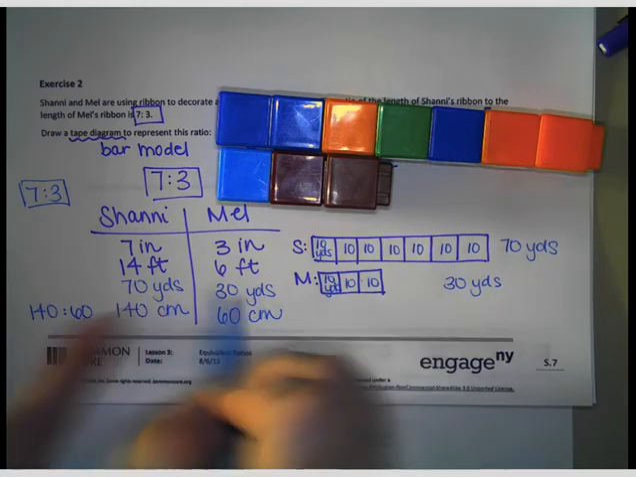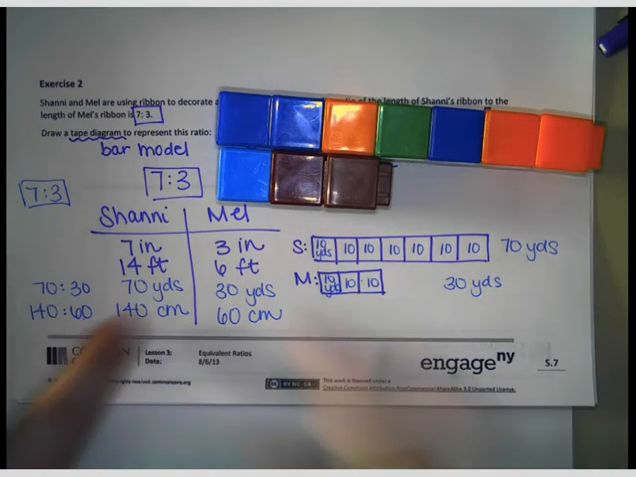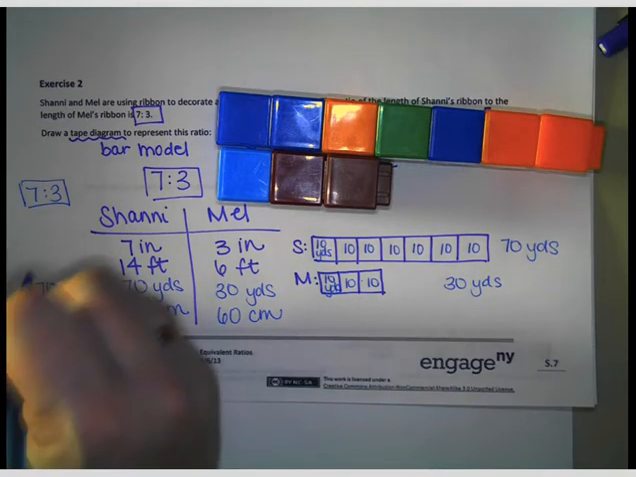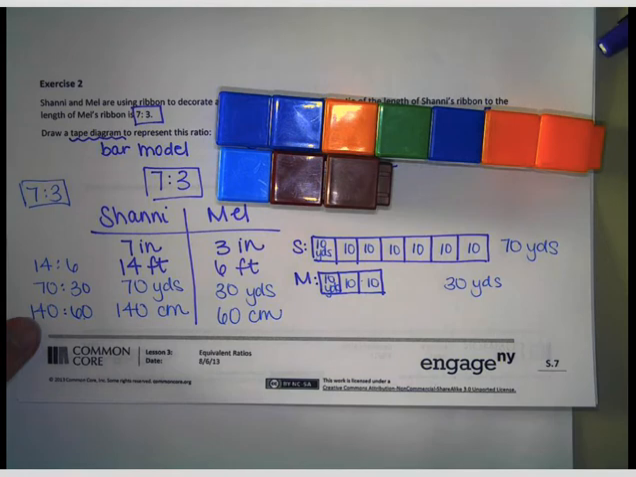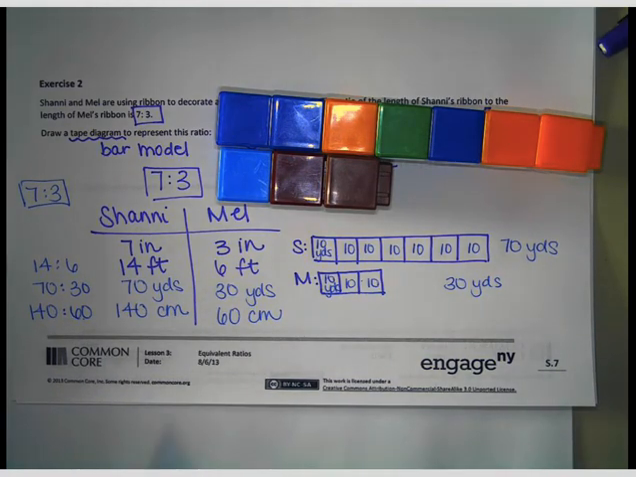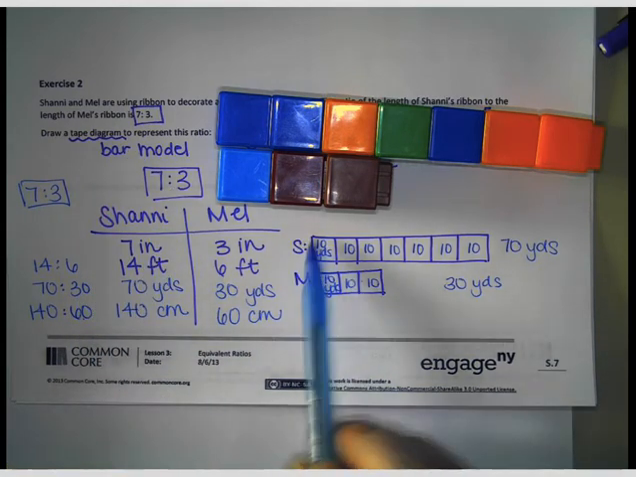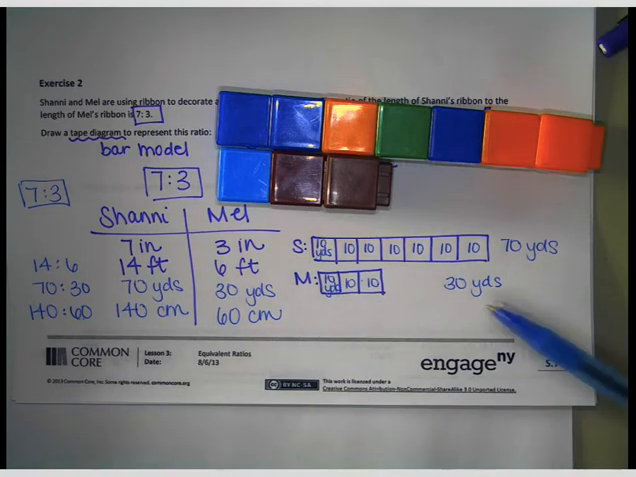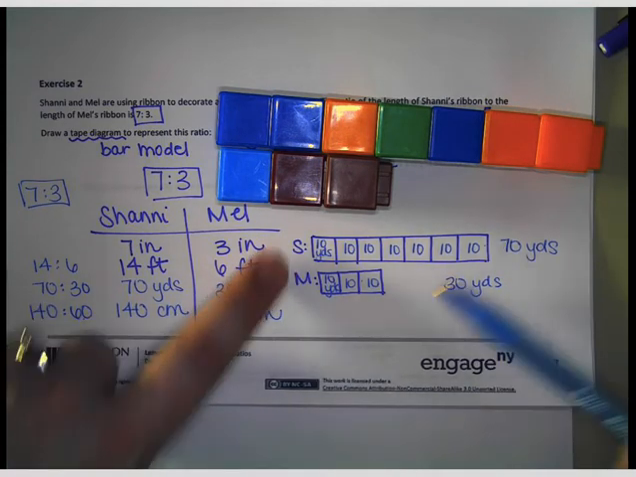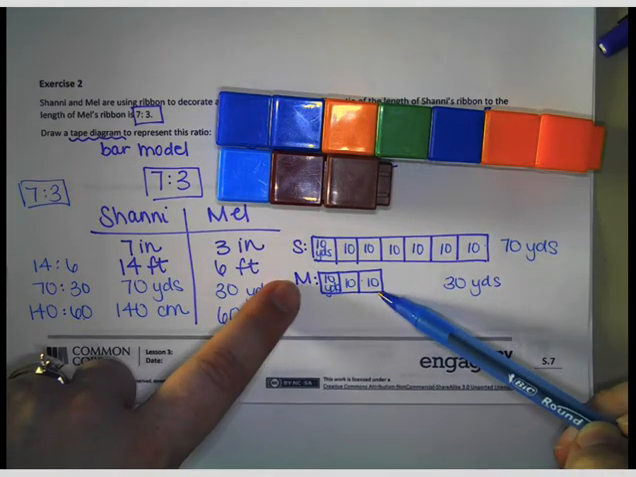Or working backwards, I had an equivalent ratio of 70 to 30. Or working backwards, I had an equivalent ratio of 14 to 6. All of these are equivalent ratios that are based on the tape diagram or bar model 7 to 3. Here's the tape diagram, here's the bar model, okay? But both times, Shani's ribbon length is related to Mel's ribbon length with 7 to 3.